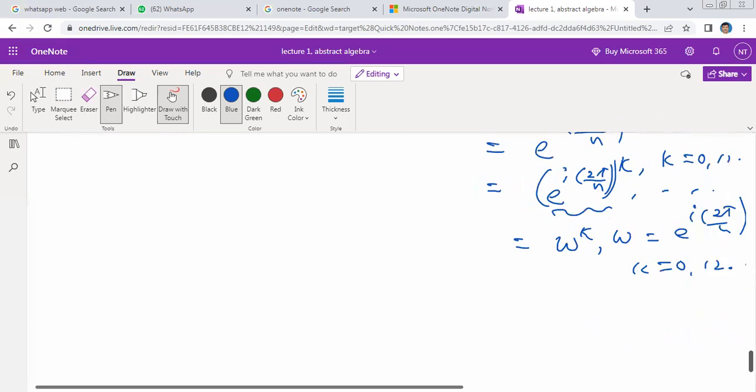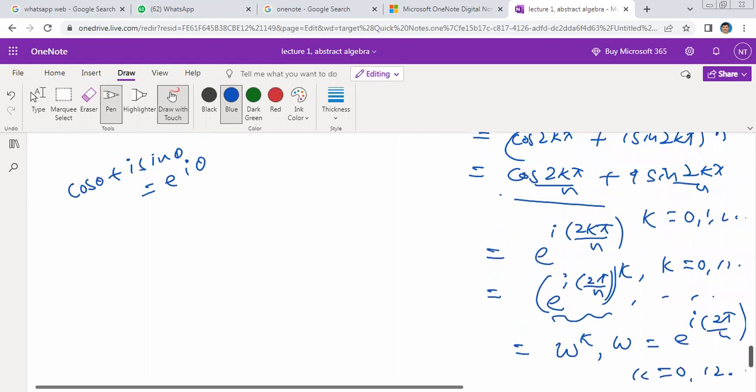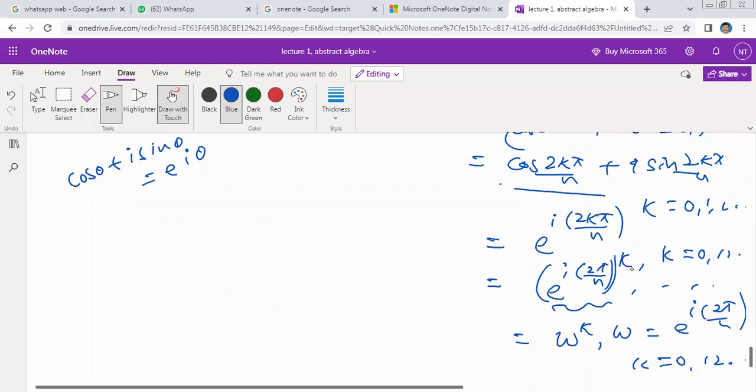Now the nth roots of what is omega power k. When k is equal to n, what happens? Suppose we take k is equal to n, what is the value? It is e to the power of i 2 pi by n, whole to the power of n, which is e to the power of i 2 pi. When k is equal to n, this value is omega power n.